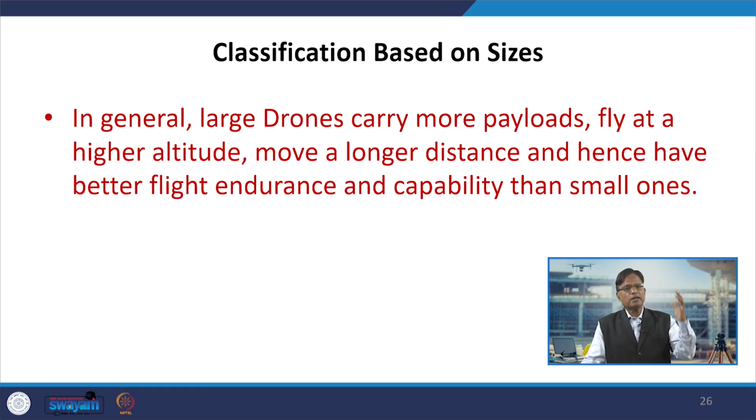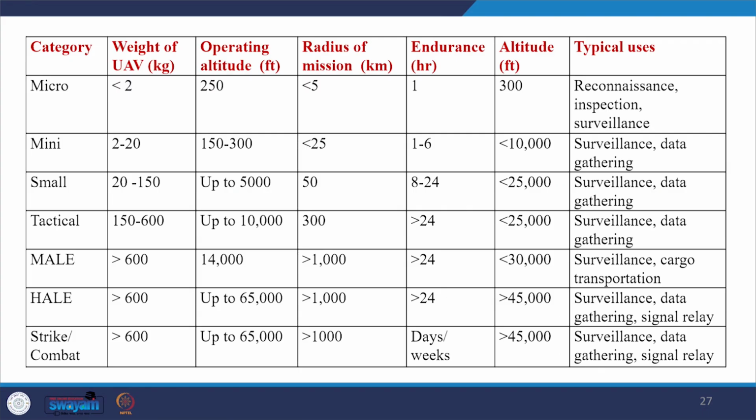They will fly at a higher altitude, move a longer distance, and hence they have better flight endurance and capability than the small drones. So, this is the table here which indicates the category according to their size, and here we have the micro, mini, small, tactical, MALE, HALE and strike combat type.